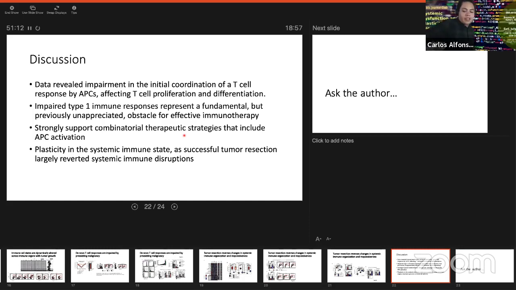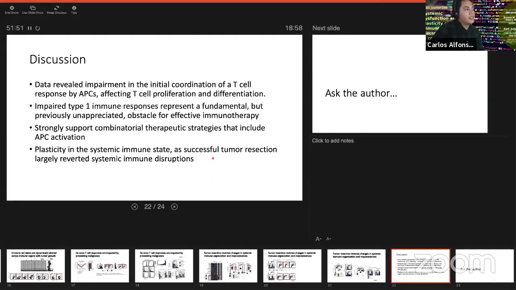Okay, so I think the paper really convinced us about these major discoveries. One thing is that the response of the T cells is really impaired in the microenvironment, not just in the direct interaction with the tumor, and this effect is particularly clear in the proliferation and differentiation of these cells. Additionally, they found something that was not shown before: type 1 immune responses are fundamental and were previously unappreciated, which could be very relevant for immunotherapies.